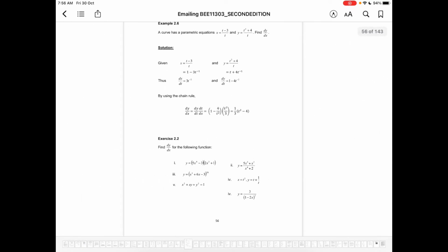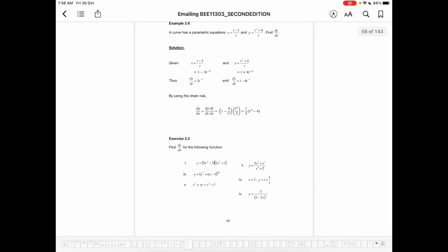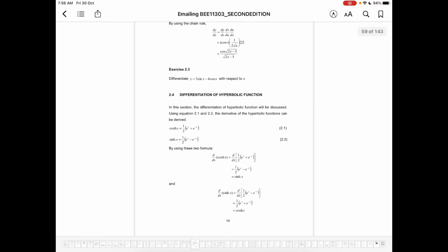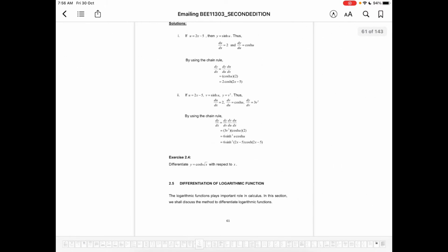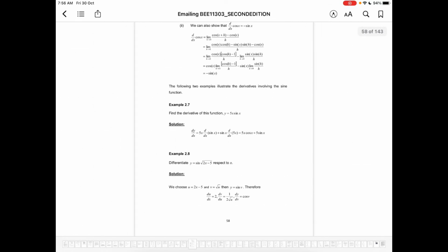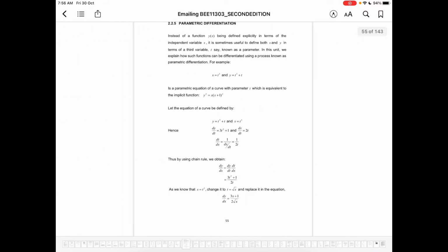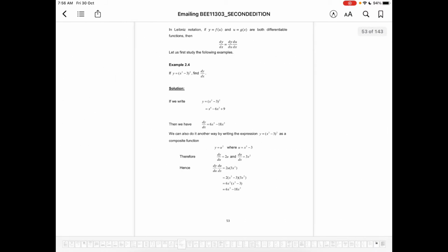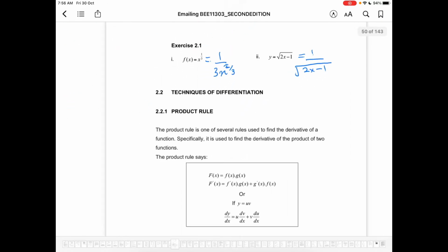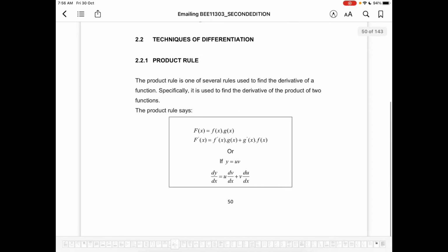Altogether there are 5 techniques of differentiation before we go to the transcendental functions, which are trigonometric and hyperbolic, as well as logarithmic. But that one would be your next week lecture. So for this week we're only focusing on first rule differentiation and techniques of differentiation. All right, so let's proceed with the product rule.